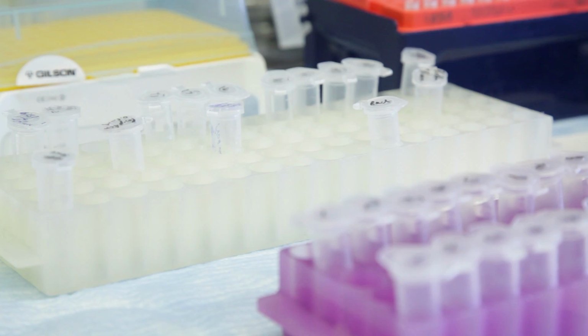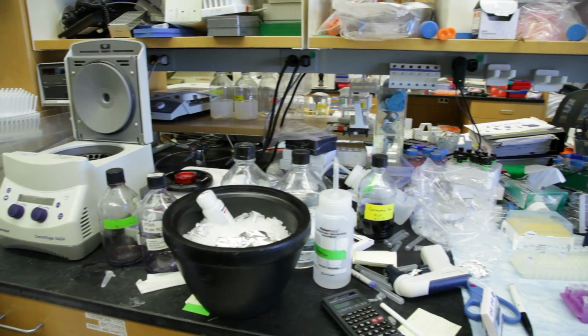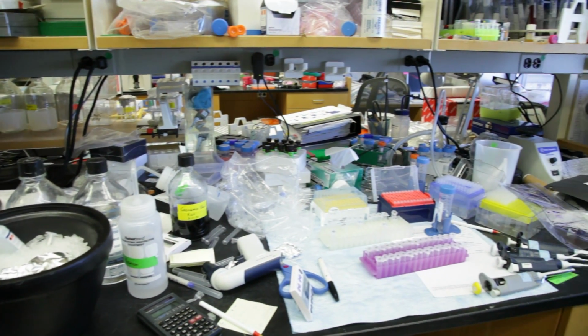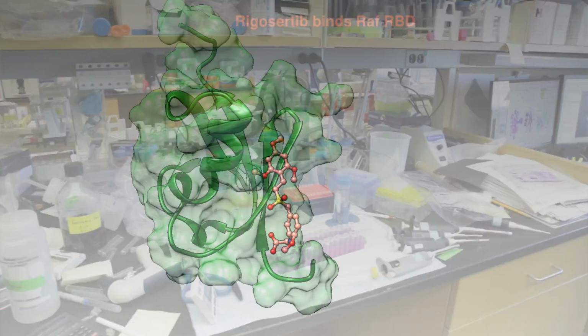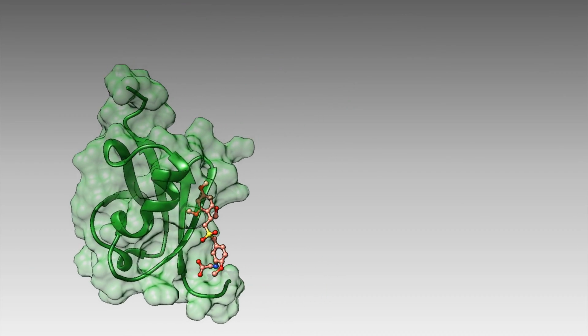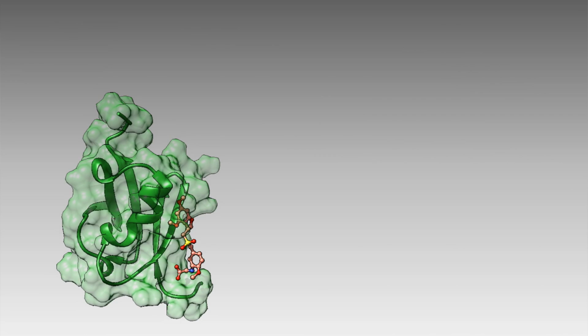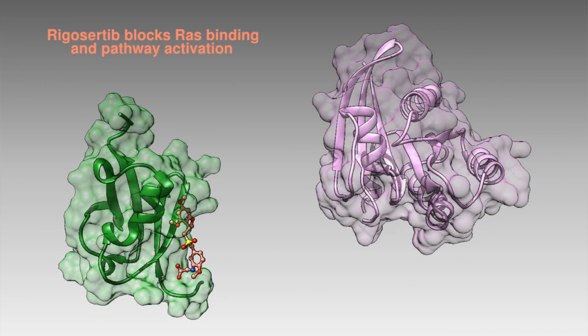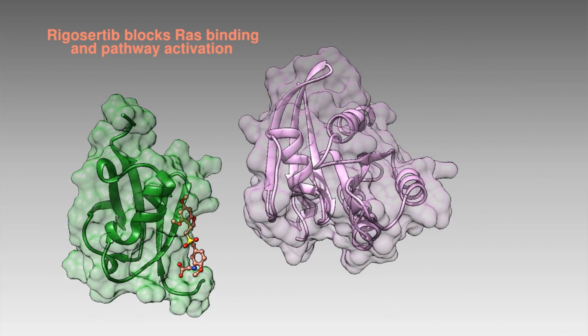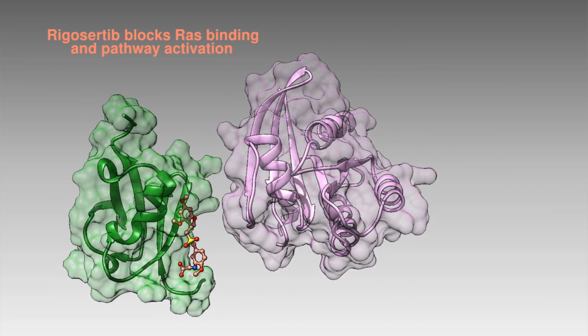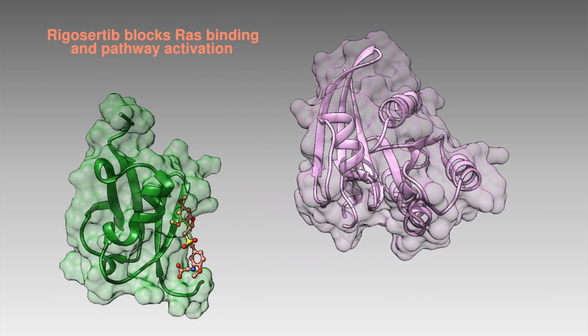We started investigating whether we can develop drugs that can go and bind to the so-called Ras binding domain of these cellular proteins. And rigosertib is one of the first molecules that has been found to bind to these Ras binding domains and block their attachment to the Ras protein.